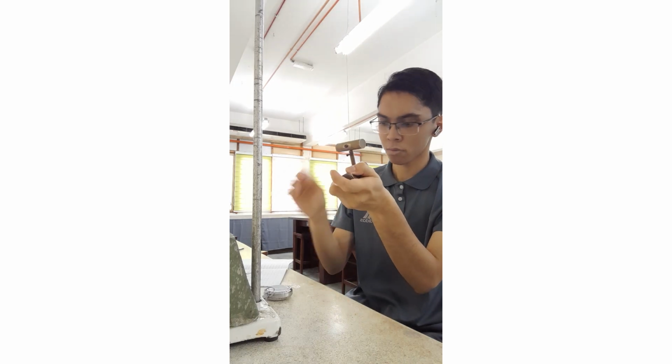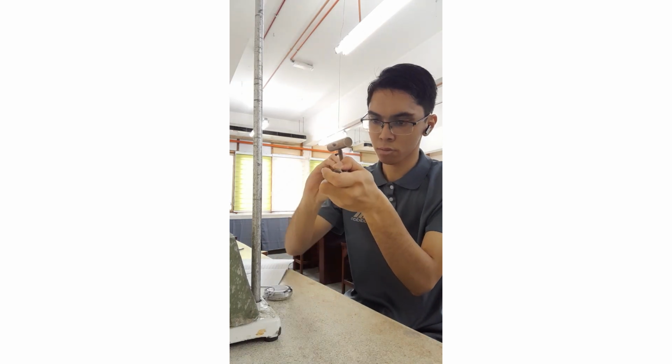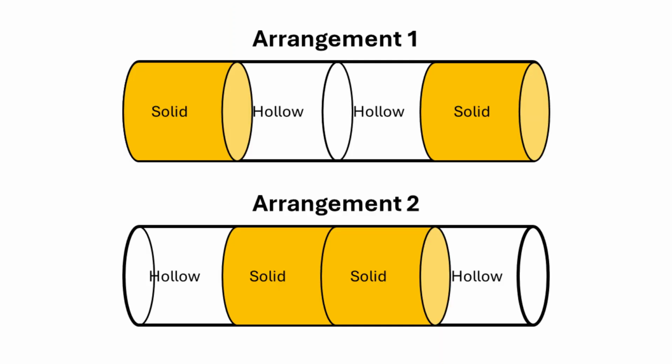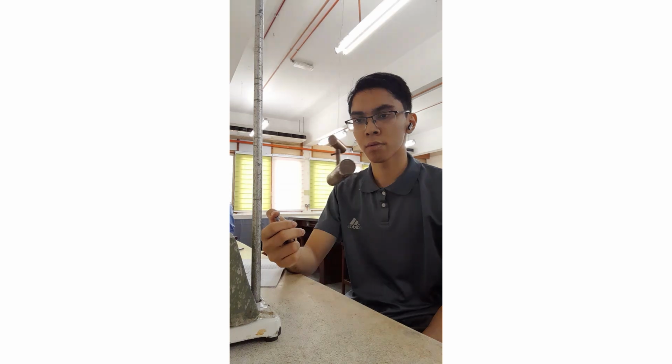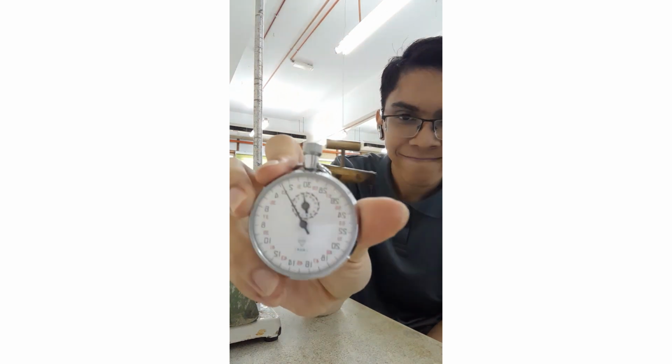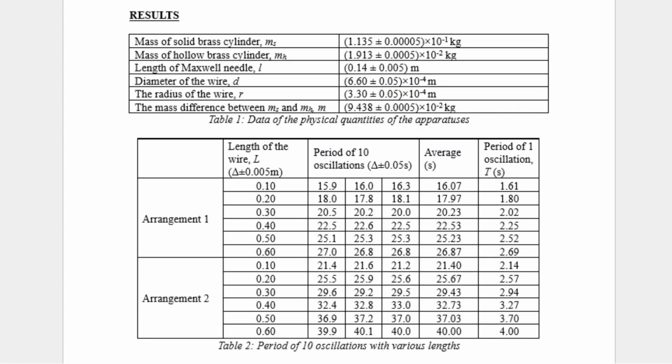Firstly, I hung a nickel wire on a retort stand and checked to ensure there were no wrinkles on the wire. The Maxwell needle is filled with 4 cylinders, 2 hollow and 2 solid, using 2 types of arrangements. Next, I attached the Maxwell needle to the other end of the wire. After that, I spun the Maxwell needle to calculate the time of the 10 oscillations. These two arrangements affect the period of a single oscillation of the needle. Lastly, I repeated the previous steps using different lengths of the wire. So these are the results I obtained.